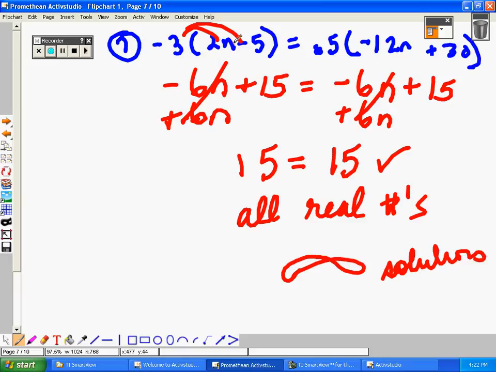That means, remember, that if you go back into this problem, whatever n you put in, as long as you put it to this one and this one, these two things will always be equal.